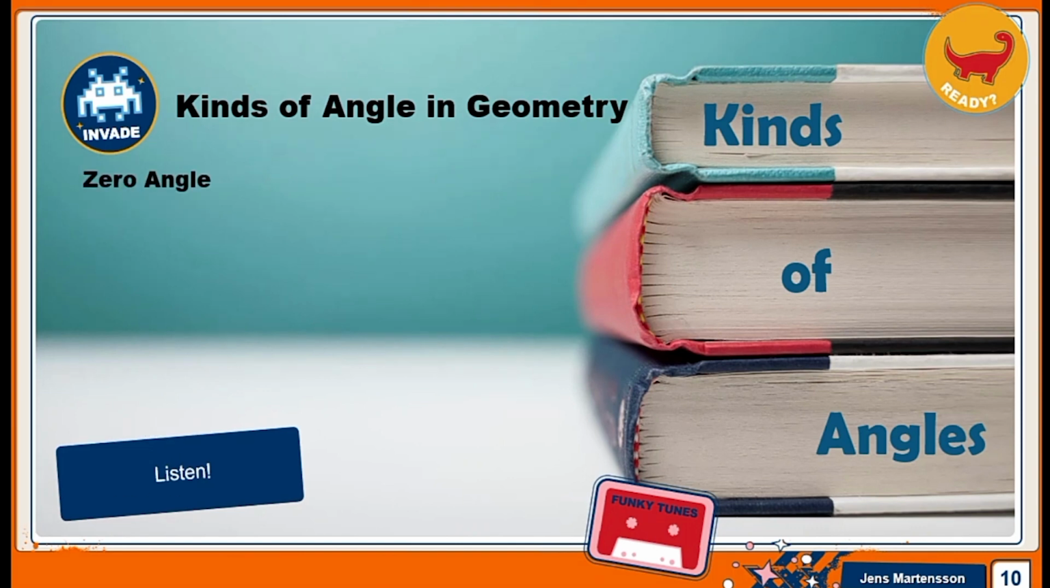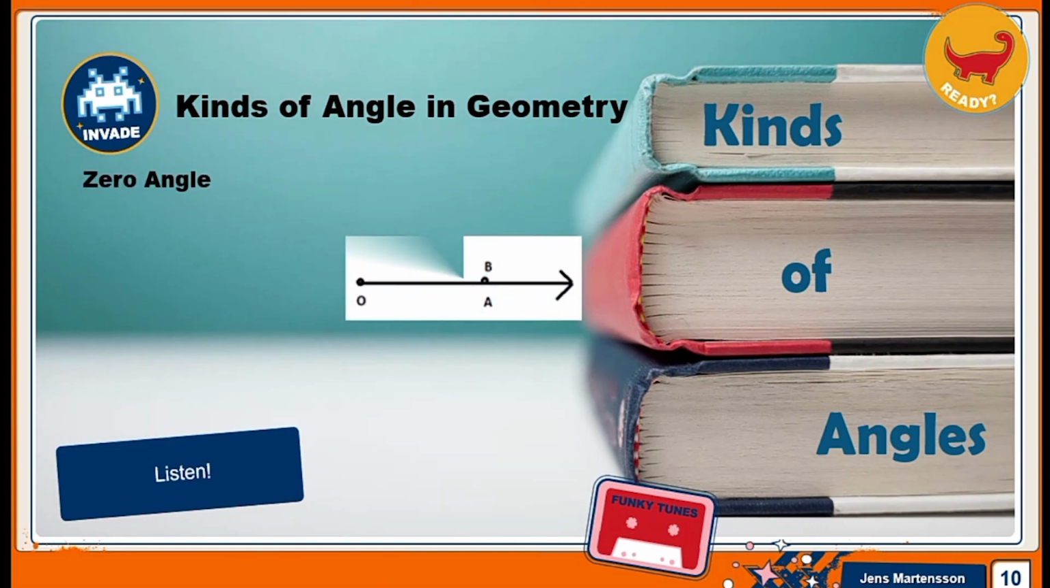First one is zero angle. This is the illustration of zero angle. As you can see, you can observe it. You might think, oh, this is a straight angle. No, it is not a straight angle, because a zero angle is an angle with a measurement of 0 degrees. If the measurement is 0 degrees, that is not a straight angle. That is called zero angle. Remember that. Or if it is zero radian, that is also called zero angle.